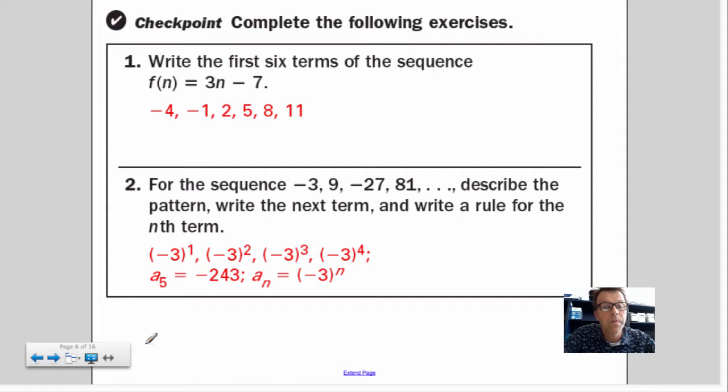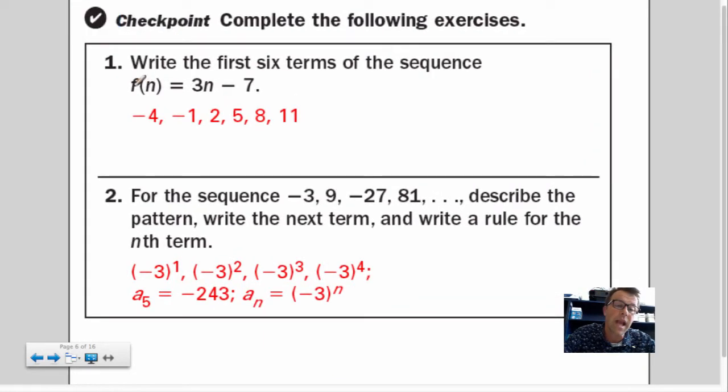And there they are. So pretty straightforward for problem 1. You just plugged in values of n. n is 1, so you get 3 minus 7, negative 4. n is 2, 6 minus 7, negative 1. n is 3, 9 minus 7 is 2, and so on, and so on, and so on. Fun, right? Should be fun. Notice the function notation. This time they said f of n. Whoa, zoomed it in.